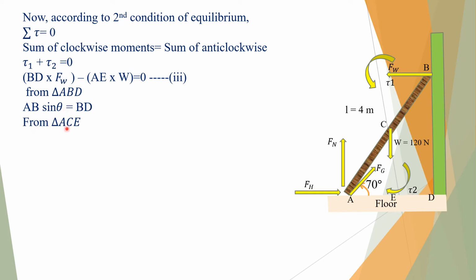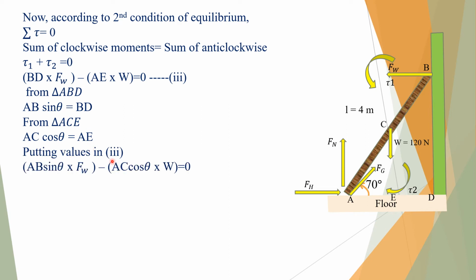From triangle ACE, we get AC cos theta is equal to AE by applying the formula of cos theta on triangle ACE, because we know that cos theta is equal to base upon hypotenuse. Here base is AE and hypotenuse is AC. So from this we get AC cos theta is equal to AE. Putting values in equation number 3, we get AB sin theta into F wall minus AC cos theta into W, weight of the ladder, is equal to 0.